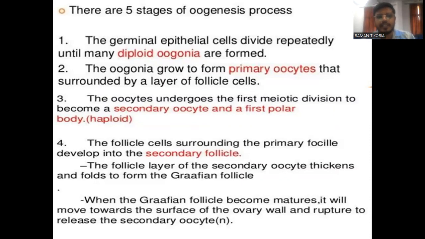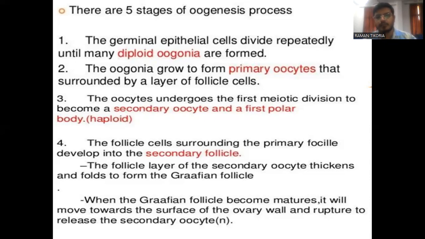So there are 5 stages of oogenesis. First, the germinal epithelium cells divide until many diploid oogonia are formed. These diploid oogonia are formed from surface germinal epithelium cells. They divide into primordial germ cells, and these primordial germ cells divide into diploid oogonia. Now, these oogonia grow to form mature oocytes that are surrounded by a layer of follicle cells.